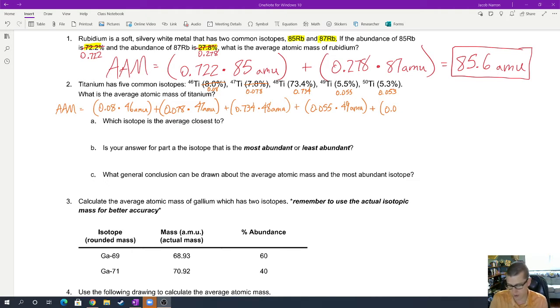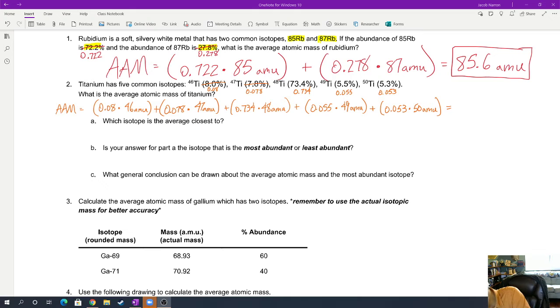All right, and here comes the last one. So 0.053 times 50 AMU is what I'm going for there. And that'll load eventually. While that's loading, I'm going to put this in my calculator and see what I get. Hopefully it'll load by the time I'm done. And again, I'm just putting this in my calculator. You guys can obviously do this on your own as well.